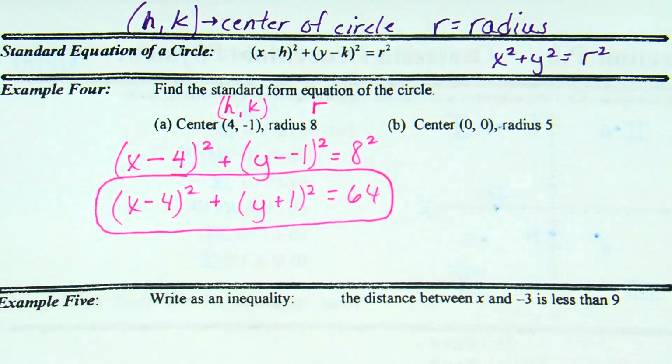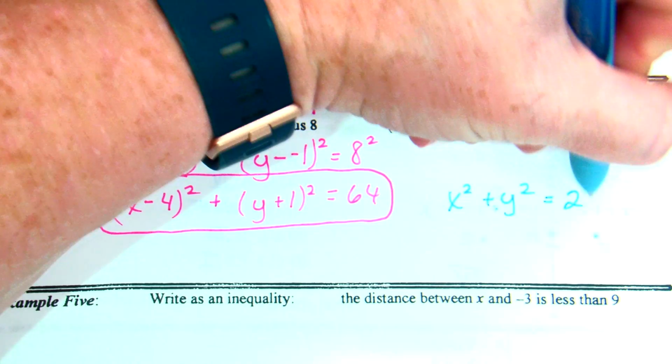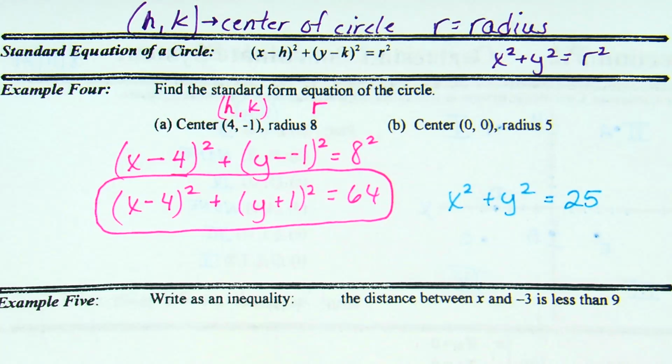What about B? If the center is (0, 0) and the radius is 5. Thoughts on what that equation might look like? Would it be x squared plus y squared equals 5 squared? Okay, so you can kind of jump straight to the end, which is fine. x^2 + y^2 = 5 squared, which is going to be 25. I am perfectly fine with you jumping right to that.